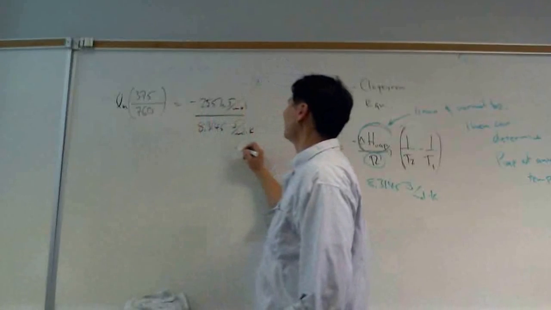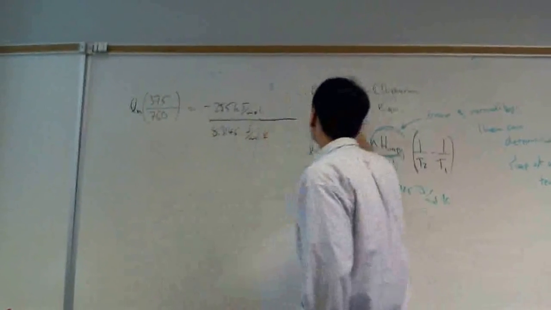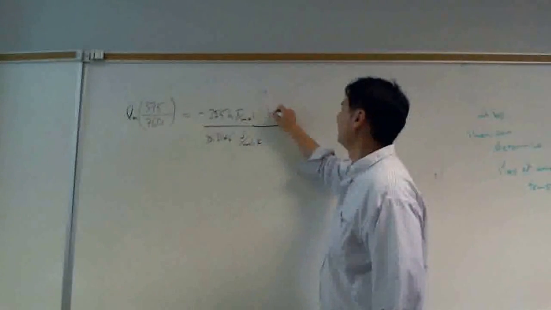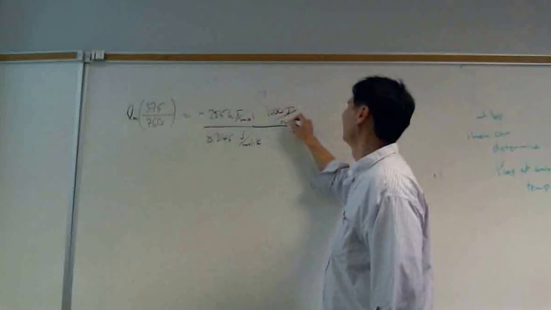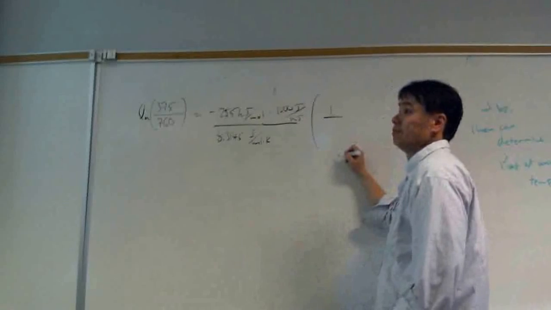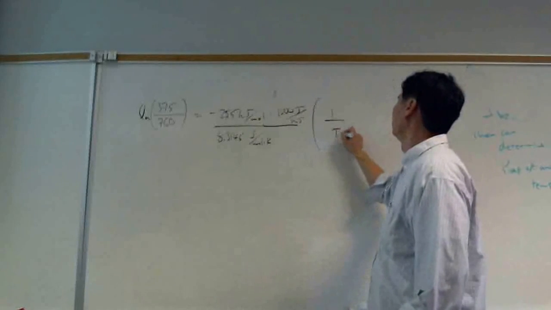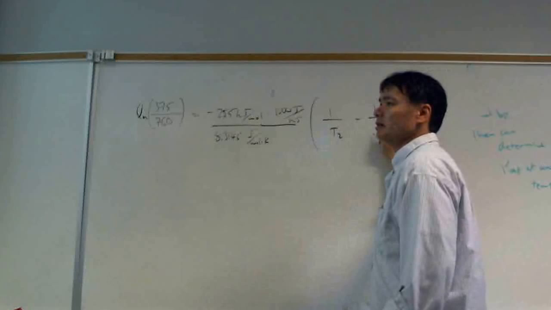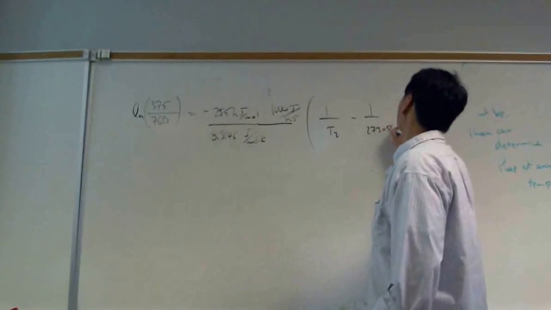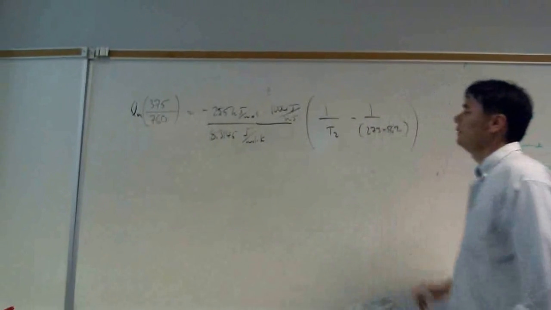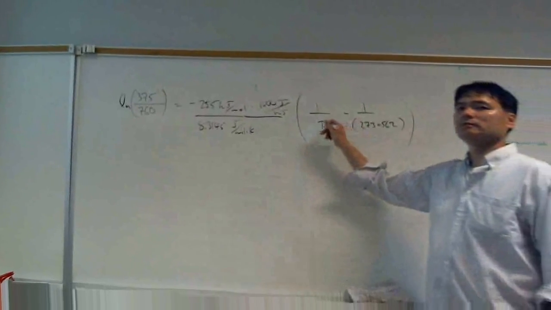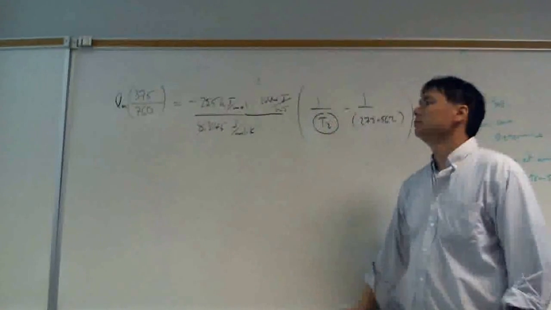So kilojoules don't cancel out, so we need to convert it to joules. Just times 1,000 joules per kilojoule, that would be the easiest. Times 1 over T2 minus 1 over T1. T1 is 56.2 plus 273. Okay, and there we have it. Let's solve for T2.